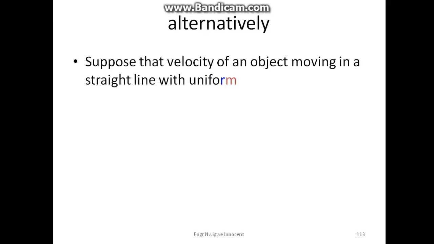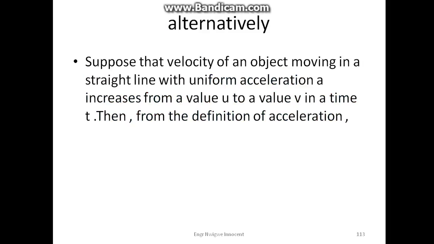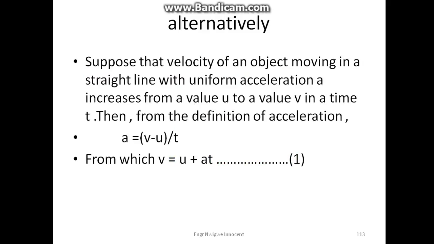Alternatively, suppose the velocity of an object moving in a straight line with uniform acceleration a increases from a value u to a value v in a time t. Then, from the definition of acceleration, a is equal to v minus u all over t, from which v is equal to u plus at. This will be our equation 1.